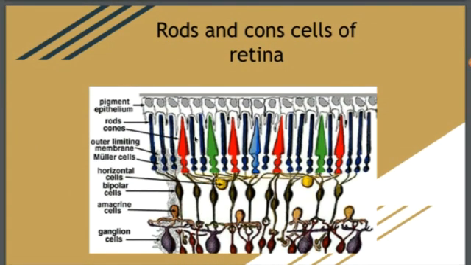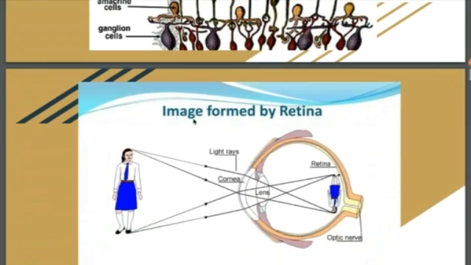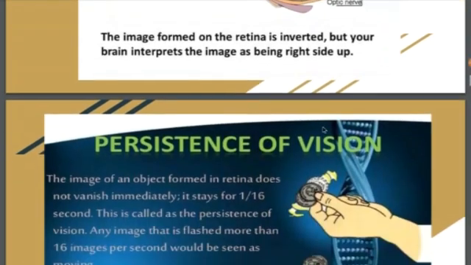So you can see these are rods. These are sensitive to dim light, and the cone shaped cells we call cones. The cone cells are very much active during bright light. They are sensitive to color, and rods are active when the light is very low or dim. The image which is formed on the retina is inverted.